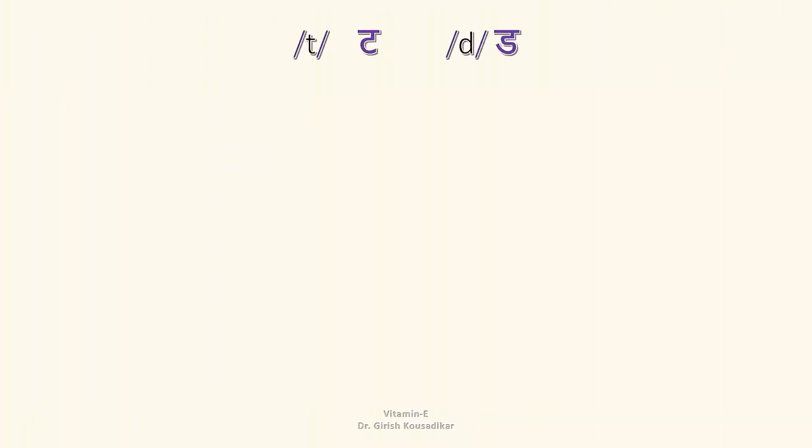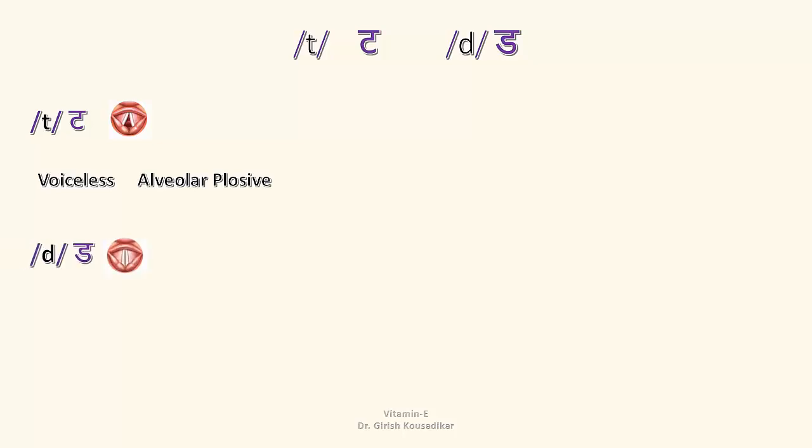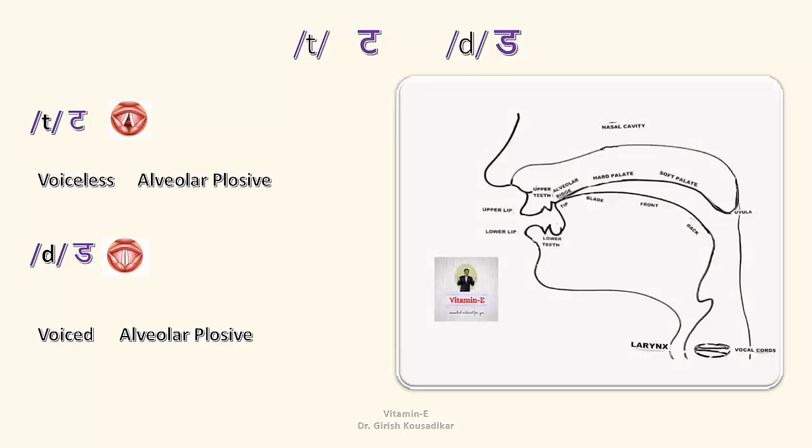Now in case of t and d, which are termed as alveolar plosives, we will see how these sounds are produced. In the same manner, t is a voiceless alveolar plosive, voiceless because the air stream passes without any vibration through the vocal cords, and alveolar means the tip of the tongue touches the alveolar ridge. There is only a minute difference: d is voiced because the vocal cords vibrate. Now you will see the same mechanism here in the form of an animated video.